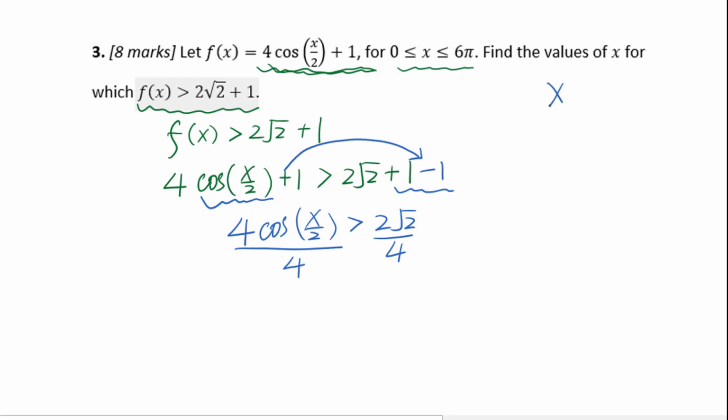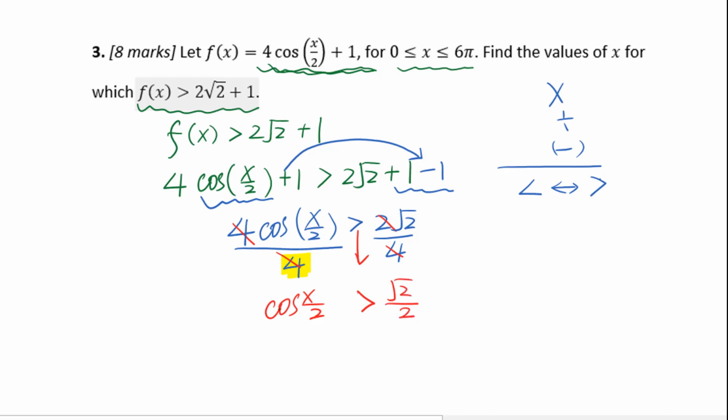We know that when we multiply or divide by a negative number, we switch the symbol. This is a positive 4, that's the reason your symbol stays. Reducing, we have cosine x over 2 greater than square root of 2 over 2. This is the first step.